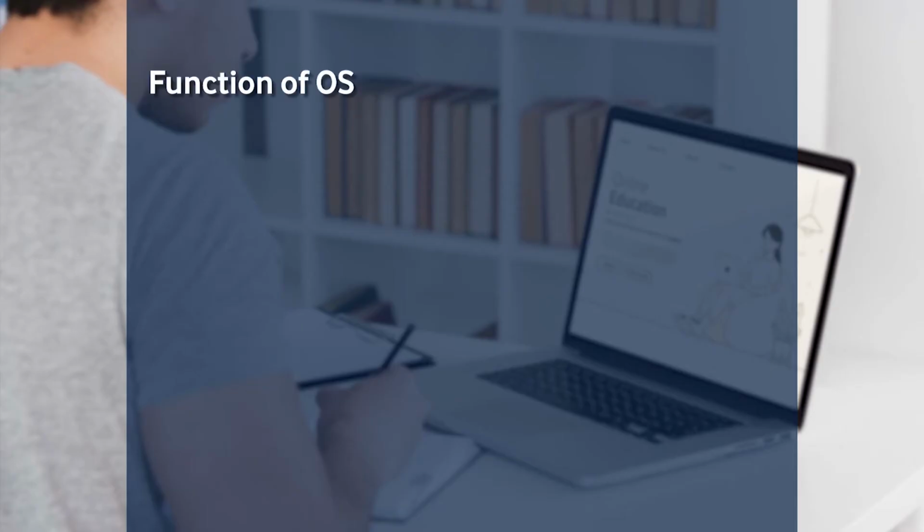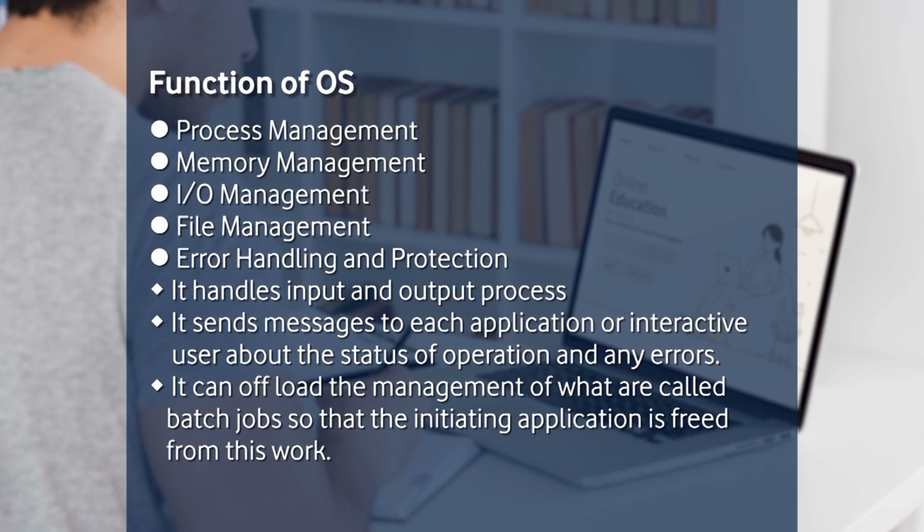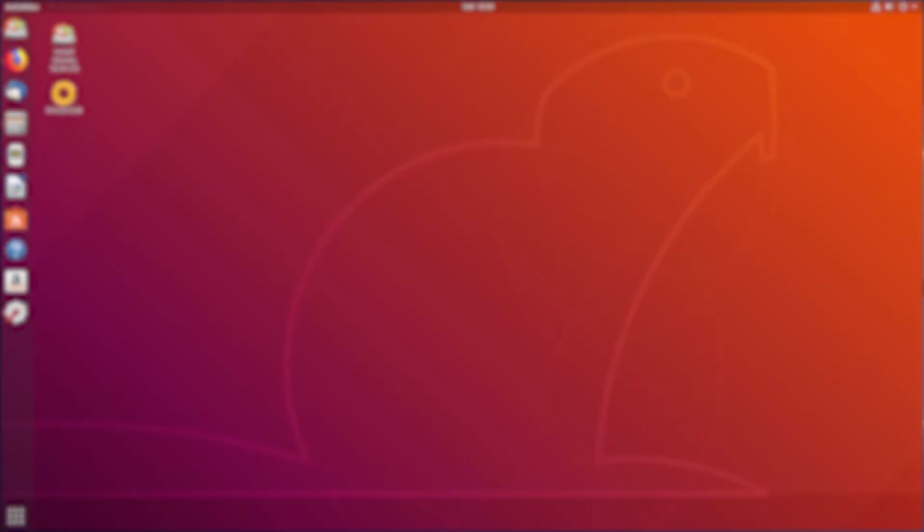So, very quickly let me summarize about the operating system, then we will try to touch a little bit on Ubuntu. The main function of the operating system can be seen as process management. Process management means different application activities management, and then memory management, IO management, file management, then error handling and protection, and then security.